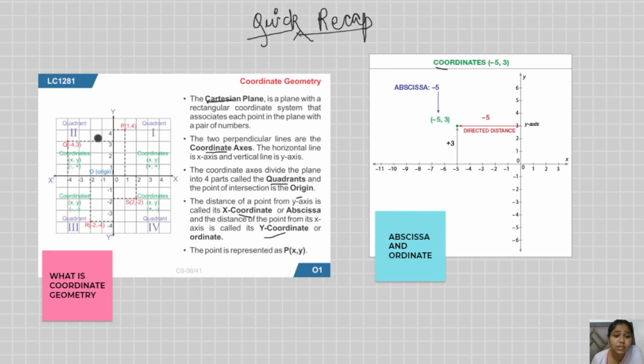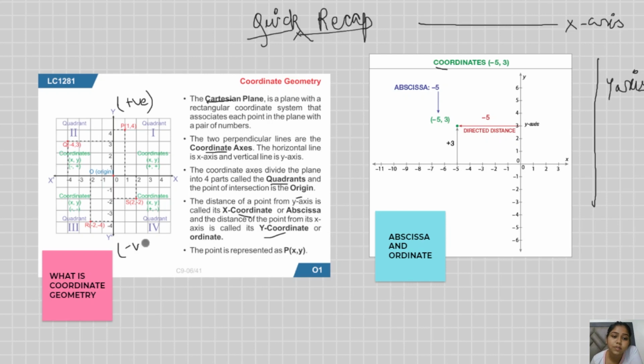This is a Cartesian plane where the two axes exist. One is the x-axis and the other is the y-axis. These are the two perpendicular axes, at 90 degrees from each other, and they are known as the coordinate axes. The horizontal one is known as the x-axis, and the vertical one is known as the y-axis. The upper side of the y-axis is positive and the bottom one is negative. The right arm of the x-axis is positive and the left one is negative.